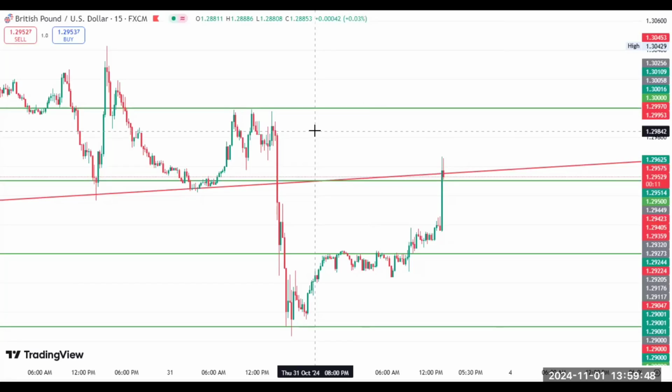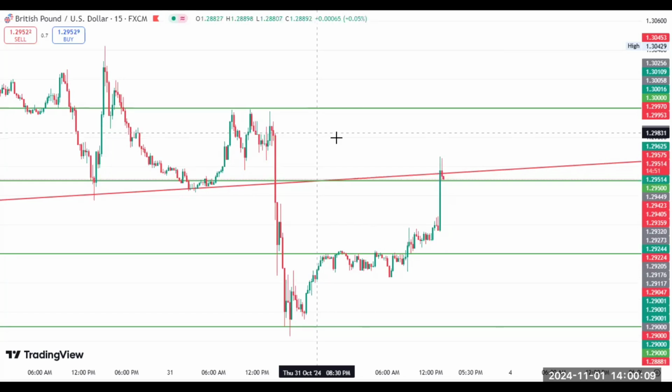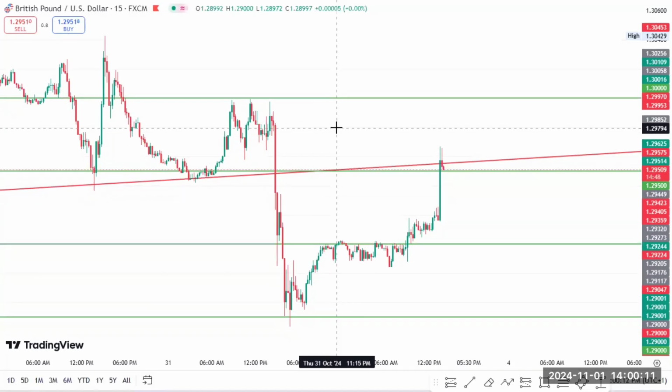Today, I want to show you what a break and a retest strategy means. So this is about trendline. It is a trendline break and retest strategy. This is a live trade. NFP just finished just now.